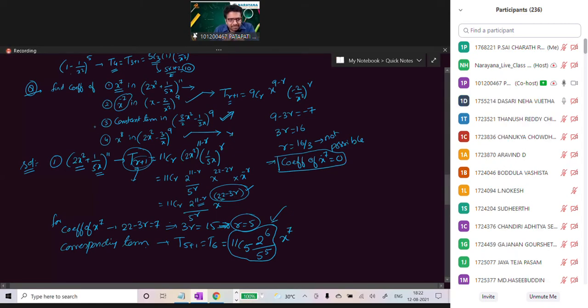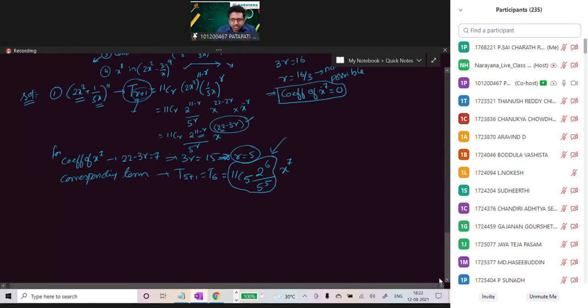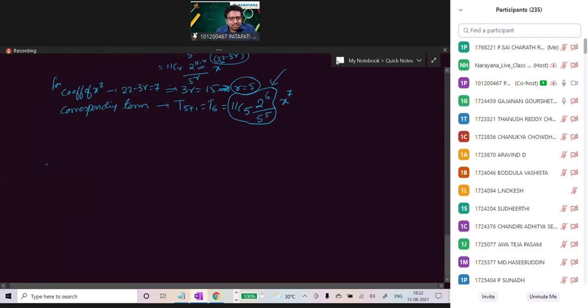Here you will get something in the third question: R equal to 6. So you get the constant term also, right? If you put R equal to 6 and calculate the term, that is the constant. Shall we go forward? Yes, sir. So now using this, you can do another type of question.